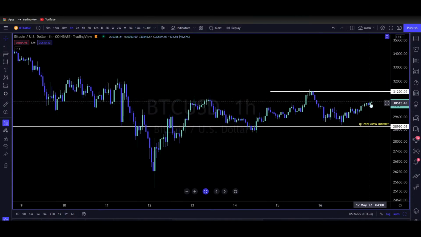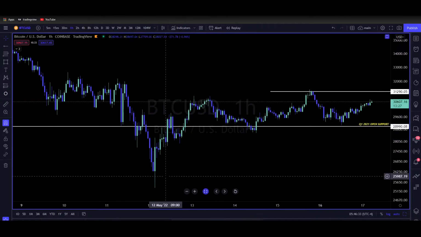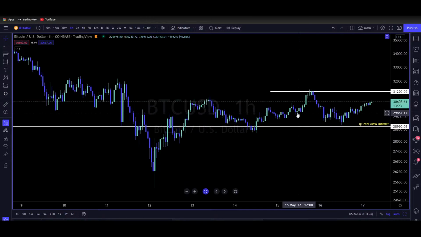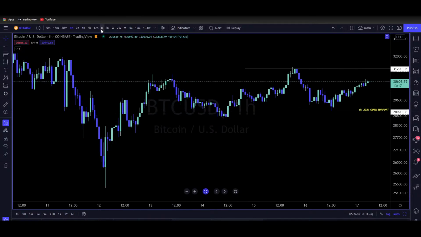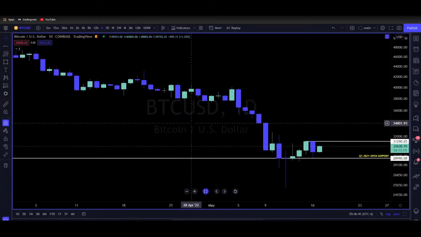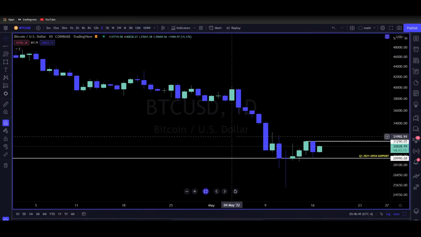So it does look to me like we're making higher lows, even though this is the hourly chart. These lows are still higher. Yes, we can get a nasty down move again, but currently what I see is I think we're going to go a little bit higher. But obviously, I don't know what's going to happen, right? It's just my opinion based on some data points that we have now.